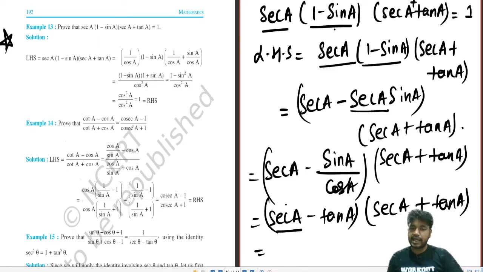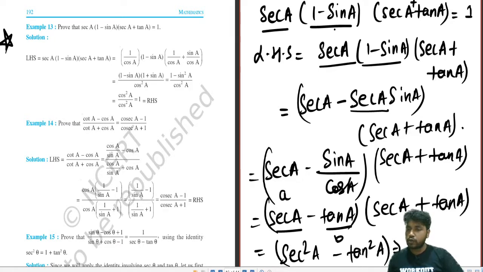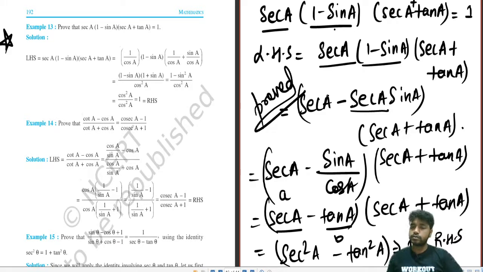Now let us understand that this is A, and this is B. So this is A minus B. So this will be A plus B, and A minus B into A plus B gives me A square minus B square. I think you all are pretty clear with your basics. And this is a formula where this is equal to 1. This is equal to RHS, hence proved. Okay, so this is the way you solve a sum, looking into it patiently, what the sum is demanding of you and what you have to do.